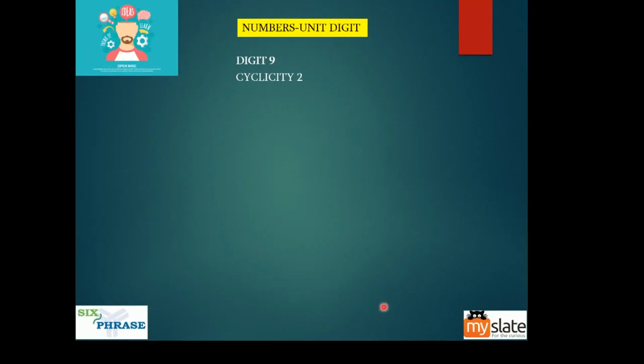For 9, guys, 9 is similar to 4 in that the cyclicity of 9 is 2. And the cyclicity of 4, as you saw, was also 2. So 9 power 1 is 9. 9 square is 81. 9 cube ends in 9. 9 power 4 ends in 1. 9 power 5 ends in 9. 9 power 6 ends in 1. So for 9 power 1, 9 power 3 and 9 power 5, the unit digit is 9. For 9 square, 9 power 4 and 9 power 6, the unit digit is 1.